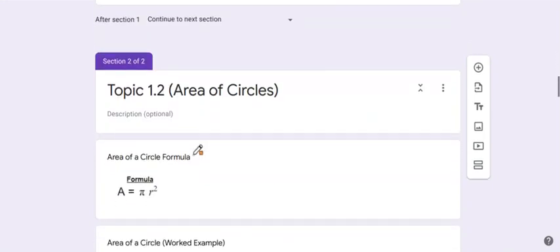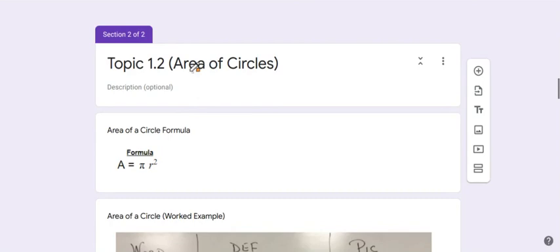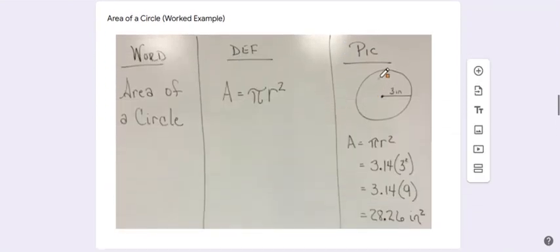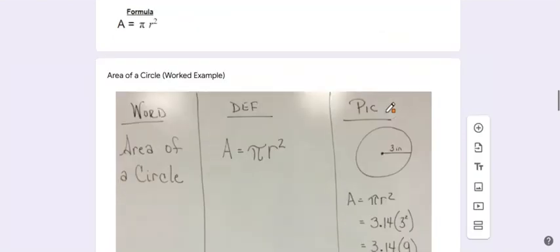Okay, so that's all review. Now into some new stuff. Talking about the area of a circle. So the circumference is the distance around the circle. The area of a circle is the region or the amount of space inside the circle, right? So we want to know how much space is inside the circle.